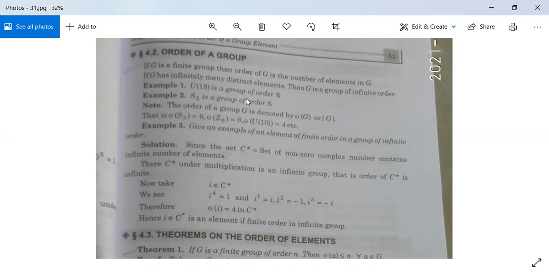Example 1, U15 is a group of order 8. तुम इसको निकाल के वो देख सकते हो कि इसमें 8 एलिमेंट्स आते हैं। S3 is a group of order 6, ये हम लोग पीछे देख चुके हैं एग्जाम्पल में। Note the order of a group G is denoted by O(G) or |G|. That is, order S3 is 6, order Z6 is 6, order U10 is 4, U10 में 4 elements हैं, हम लोग पीछे देख चुके हैं। Then order U10 will be 4.